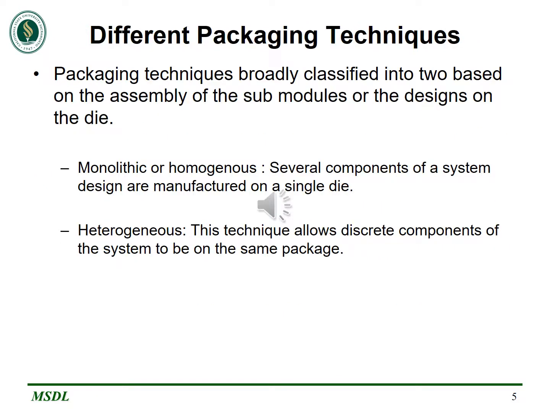Here, let's look into the different packaging techniques. The packaging techniques are classified into two, based on the assembly of the submodules or the designs on the die. Let's look into the definition of monolithic or homogeneous. Several components of a system design are manufactured on a single die here, whereas the heterogeneous technique allows discrete components of the system to be on the same package.